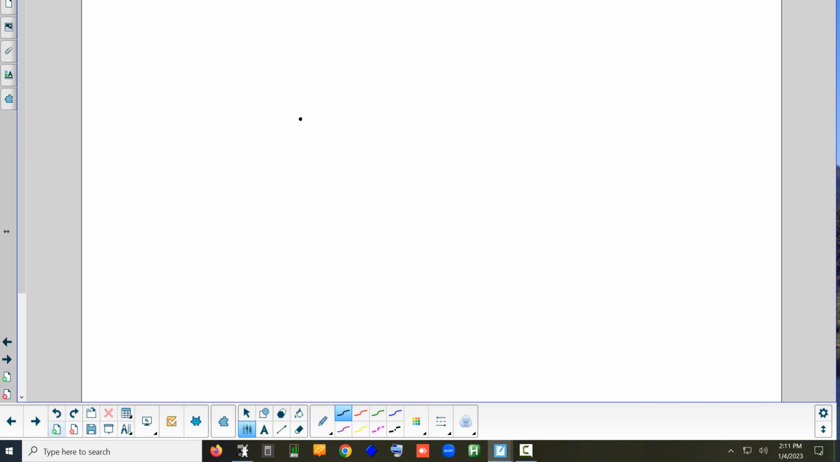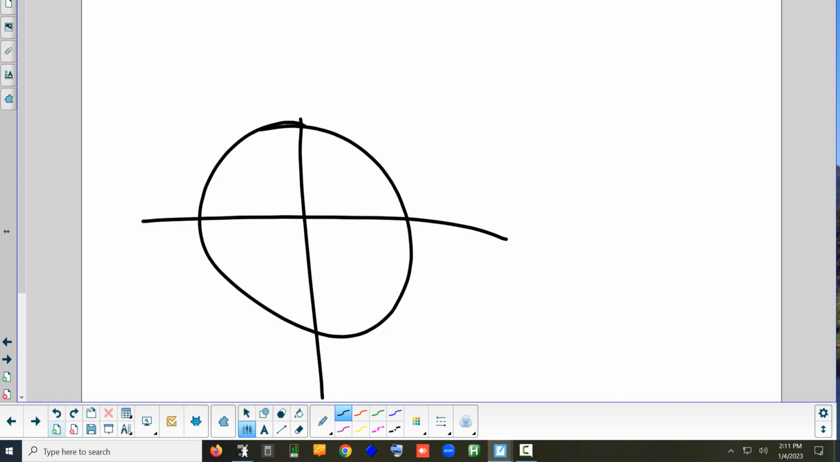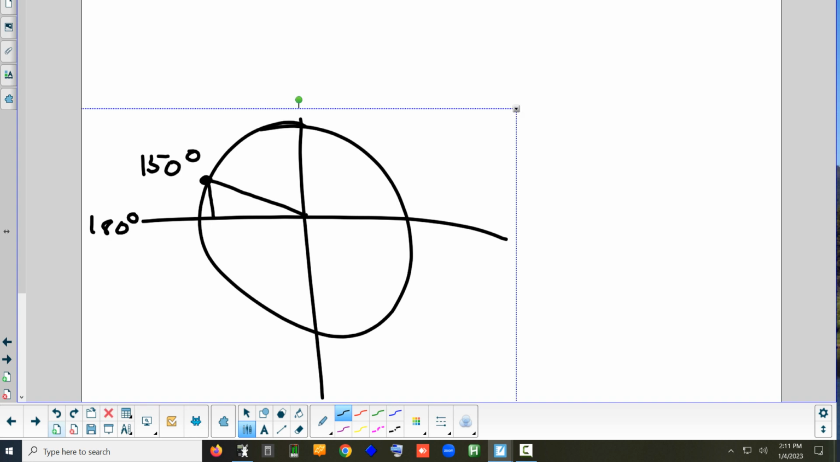So like say we had something like this. Let's draw a triangle right there. That would be 150 degrees. It's 30 degrees before 180. Which side is my short side in this one? The red one or the blue one? The red one. So how long would the short side be? It would be 1/2. The blue one is the long side. What number would that be?